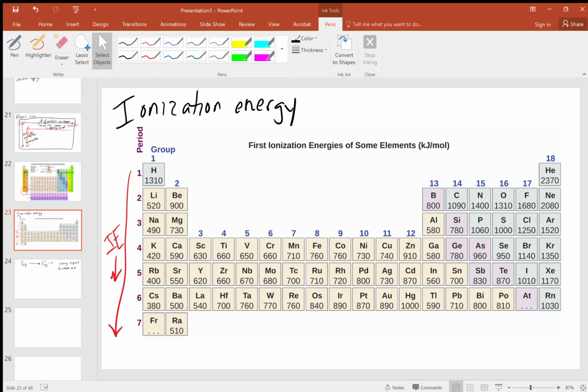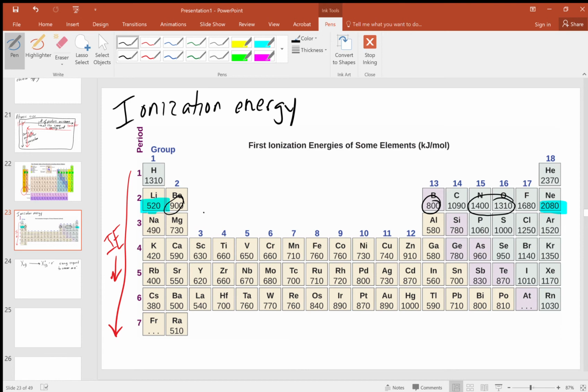Now what happens as we go across the periodic table? Now there is one overall trend. You can see we start over here in our second row at 520 and we end at close to 2100. So clearly it is increasing as we go across the row, but not everywhere. So notice as we go from beryllium to boron, it goes down. And the same thing happens between nitrogen and oxygen.